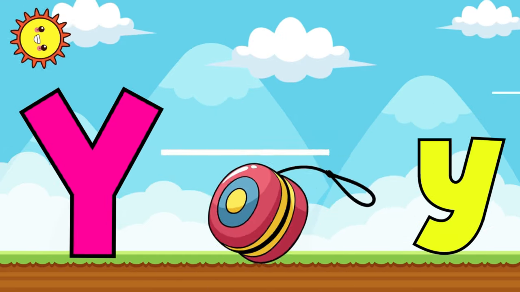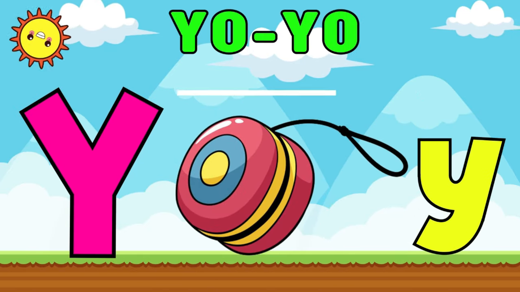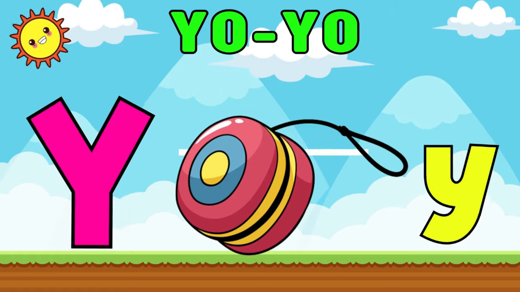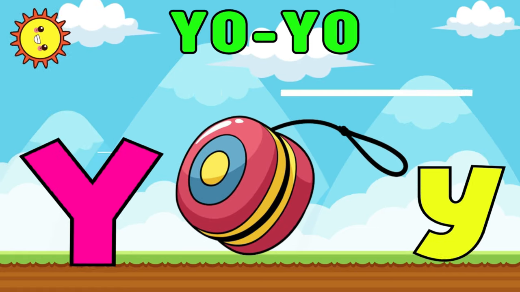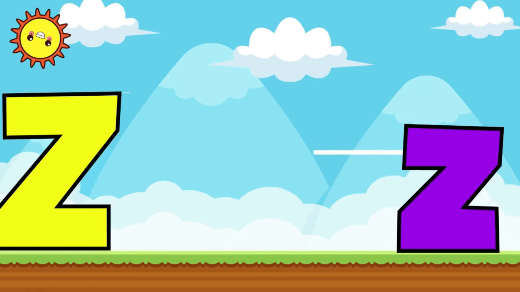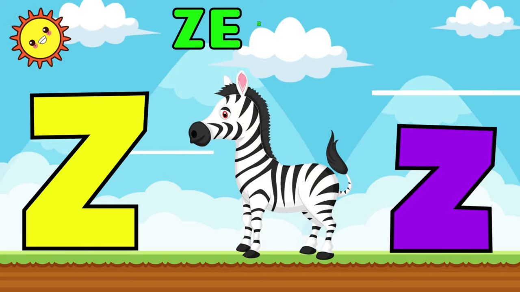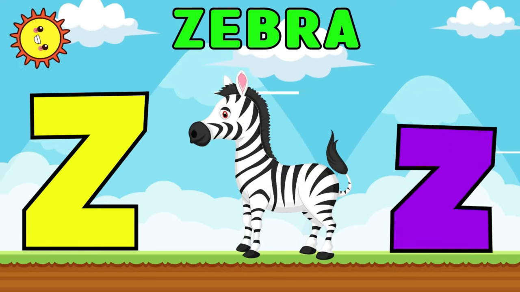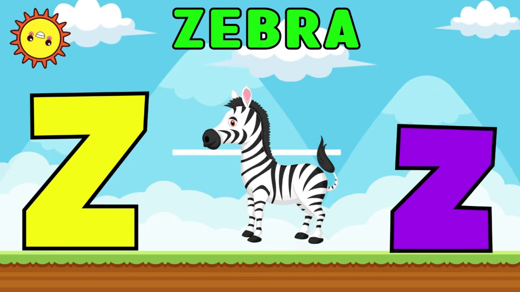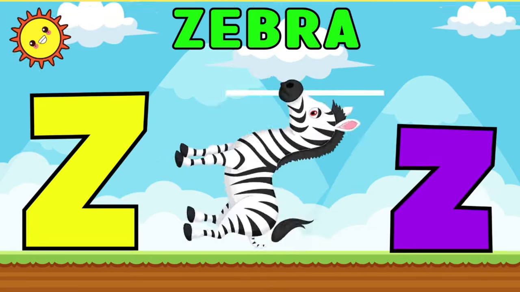Y is for yo-yo, y-y-yo-yo. Y, yo-yo. Z is for zebra, z-z-zebra.